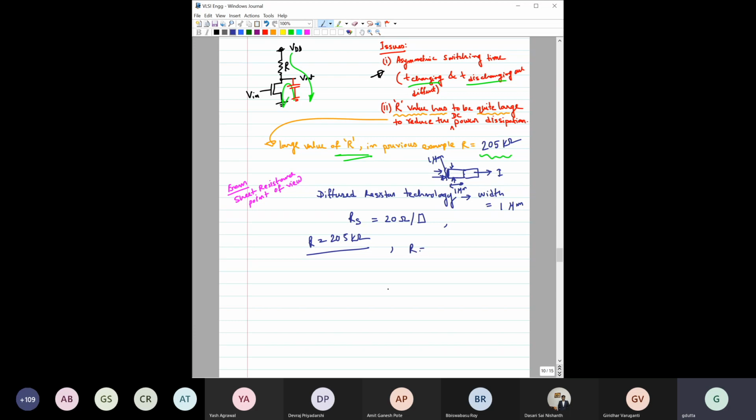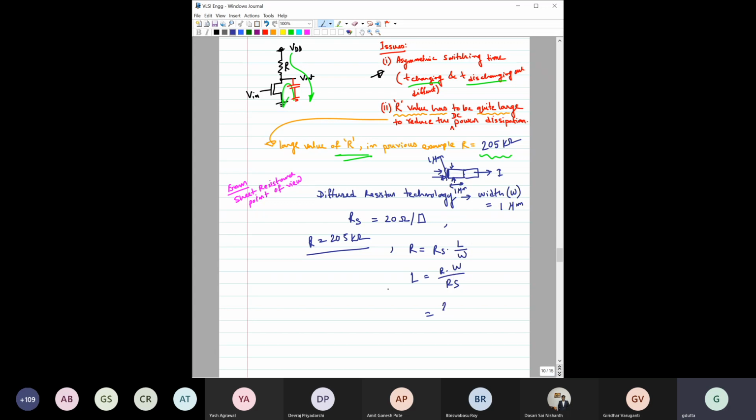Now we also know that R can be written as R equal to RS, the sheet resistance, into length by width, right? Now what is this width? Width is 1 micrometer, right? So then what is length? Length is equal to R into width by this RS.